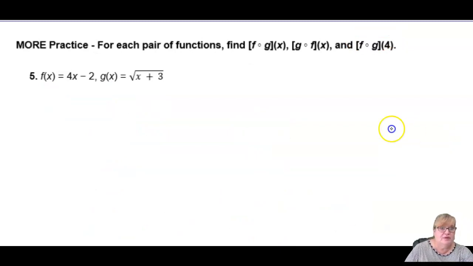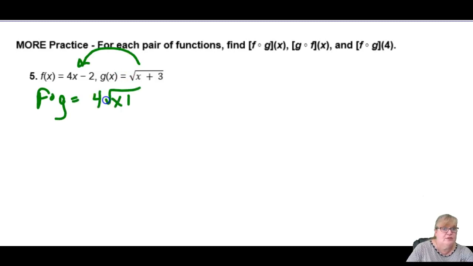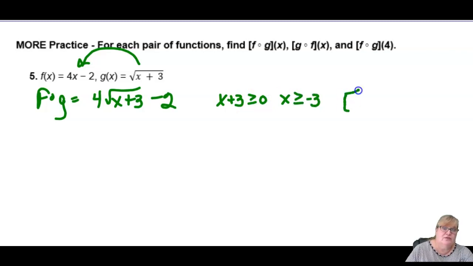One more. I should probably skip this one, but because it is radical, I'll go ahead and do it. The first one, f of g, says put g in here. So you get 4 square roots of x plus 3 minus 2. That's it. Nothing simplifies. But what's underneath the radical has to be greater than or equal to 0. If we subtract 3, we get this. In interval notation, x is greater than or equal to -3 would be -3 and up. So there's our domain.